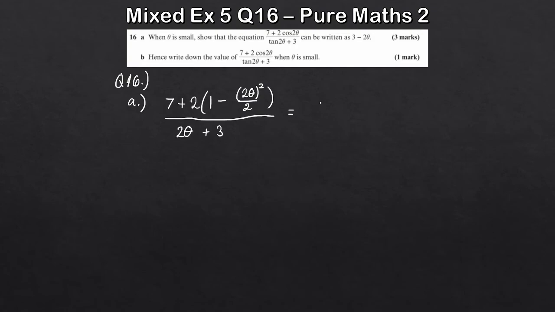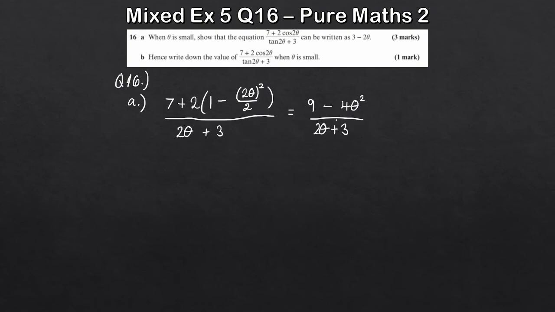7 plus 2, so that would be 9. Okay, so I've just expanded 2 times 1 and added it to 7. Now we've also got 2 times this expression here. So this will be 2 theta squared, so that's 4 theta squared over 2, so that's 2 theta squared. We've got the minus of that, and we times it by 2, so this is minus 4 theta squared. No, minus 4 theta squared, good. And then denominator, just got 2 theta plus 3.